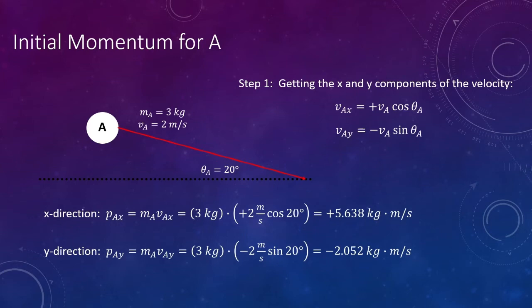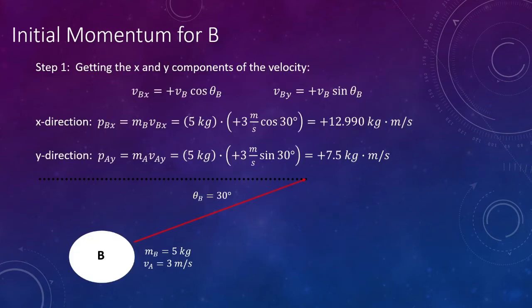Let's look at what's going on with object B. So object B was moving up at an angle, and so we'll have to split this into its x and y pieces. To get the x component, it's the adjacent side of that angle, so we'll use a cosine, and since it's moving to the right, it has a positive x velocity. And to get the y component, it's the opposite side of the angle, so we'll use the sine, and because it's moving up, it has a positive y velocity. And momentum is mass times the velocity. We'll do that for each direction.